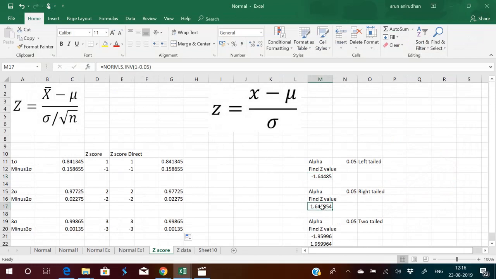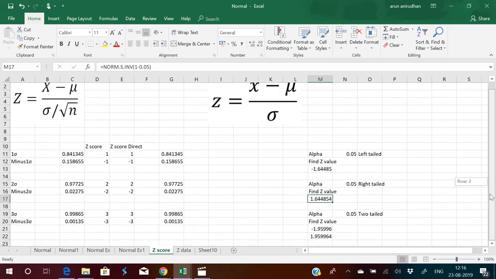For the right tail, the same equation, norm.s.inv, but the probability value will be 1 minus 0.05. So you got 1.644854. That is the z value for alpha equal to 0.05 right tailed.